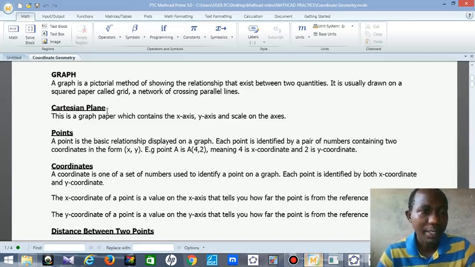So what is a Cartesian plane? Everything we shall be doing in this topic, coordinate geometry, we are doing it on a Cartesian plane. But as I said, most times you don't need to plot the graph. You just need the formula to solve.